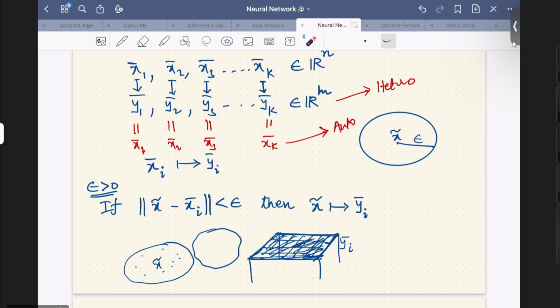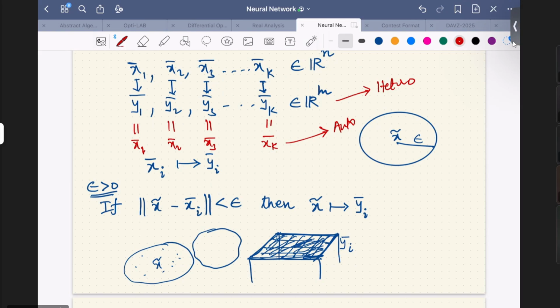What should x tilde map to in the auto association? X tilde, sir? Where is this x tilde mapped? No, not x tilde. It should be xi bar, the auto association. Yes, sir.